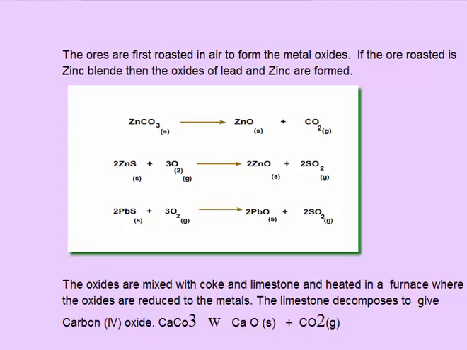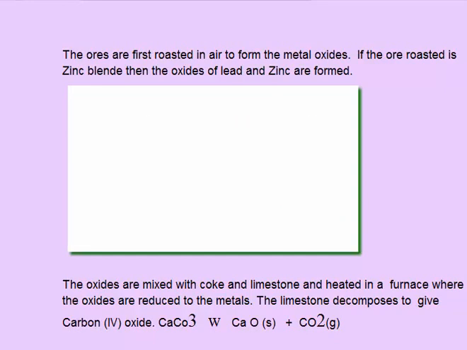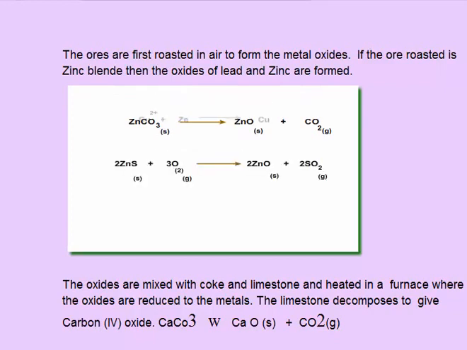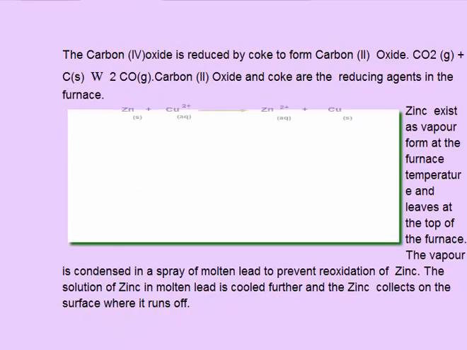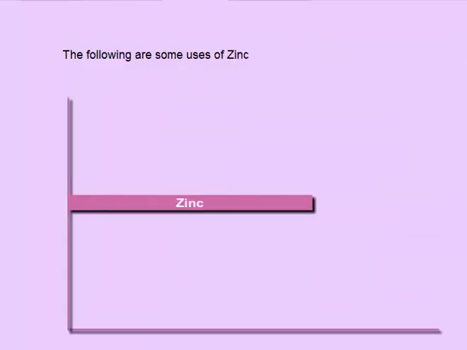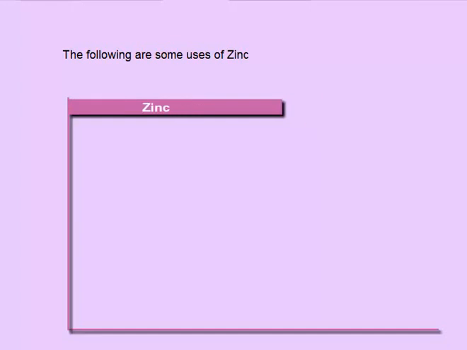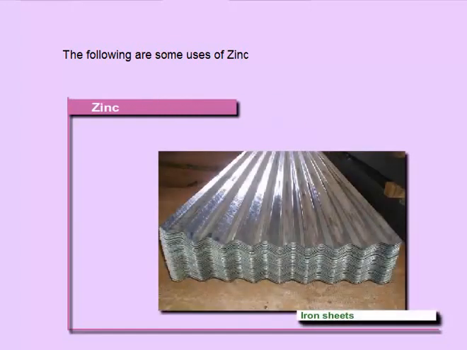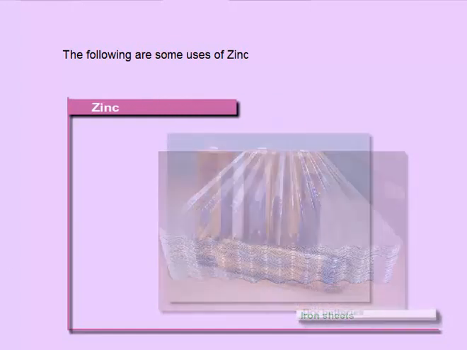The limestone decomposes to give carbon 4 oxide. The carbon 4 oxide is reduced by coke to form carbon 2 oxide. Carbon 2 oxide and coke are the reducing agents in the furnace. The following are some uses of zinc.